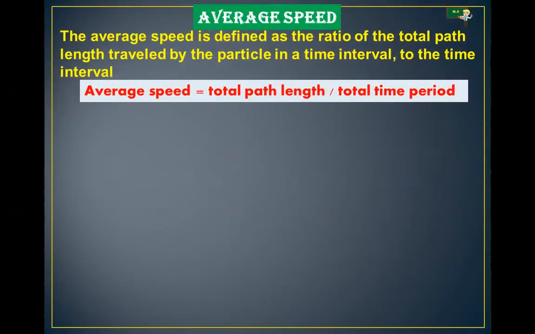And what do you mean by the average speed? The average speed is defined as the ratio of the total path length traveled by a particle in the time interval to the time interval. Average speed is equal to total path length divided by total time period.